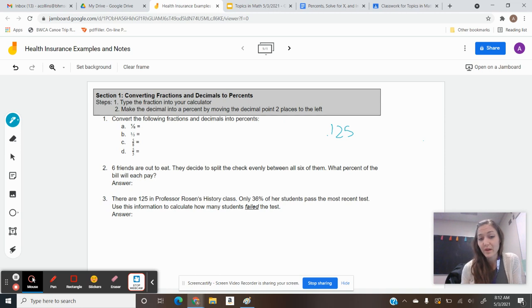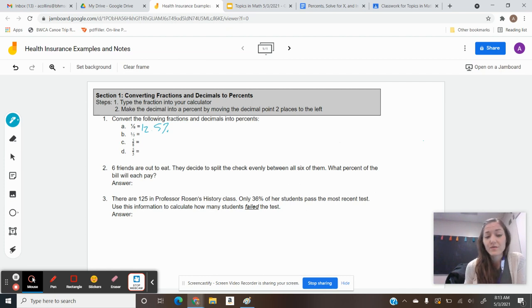Now that I have made it into a decimal, it's much easier to make it into a percent. I'm just going to take this decimal and move it 2 places to the right. And when I do that, I get 12.5%. That's all that you have to do for 1A, B, C, and D. All right. I'm going to go ahead and give you a hint on what to do for number 2 and number 3.